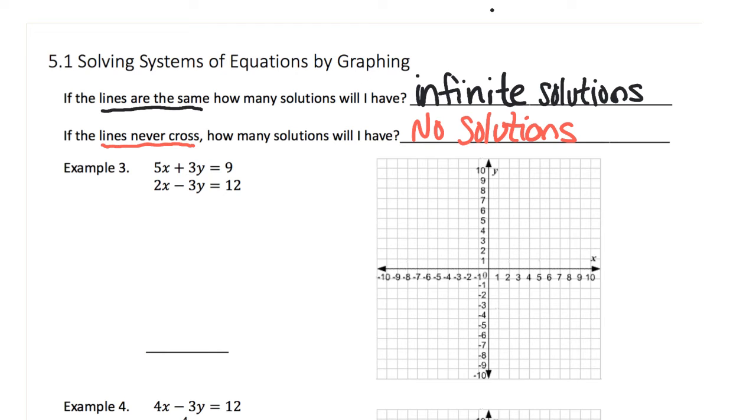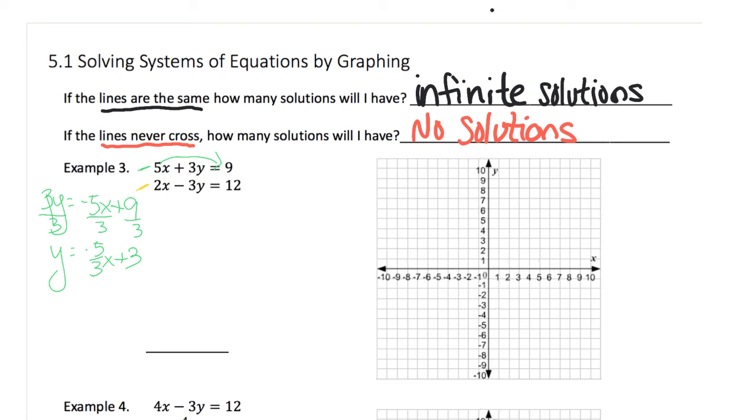So the first thing we need to do is to get both equations into slope-intercept form because they're not. So I'm going to start with this 5x plus 3y guy. So I know it's 3y equals negative 5x plus 9. I just moved my 5x over. Then I'm going to divide both sides by 3. Okay, so y is going to be negative 5/3 x plus 3. So now we can graph that guy really quick.